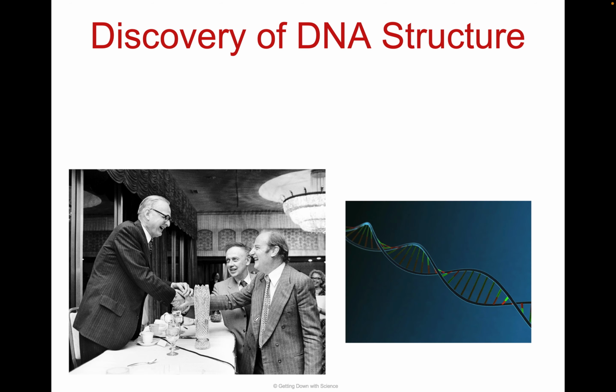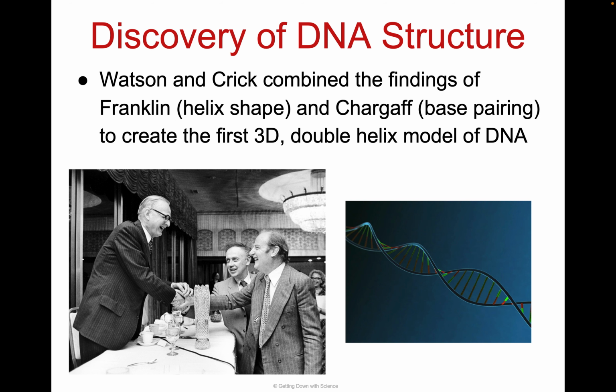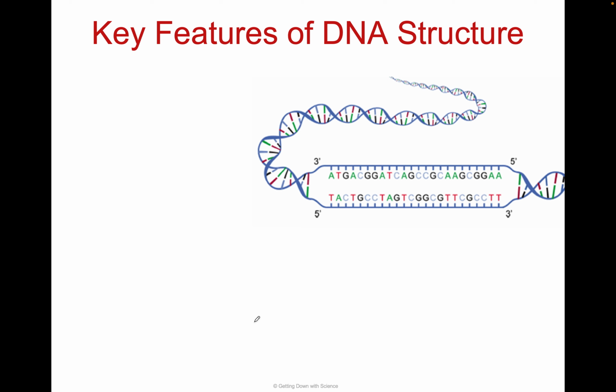Cool. So how did we discover the structure of DNA? Watson and Crick took the findings from Franklin. This is what drives me nuts about Watson and Crick. They took the information that Rosalind Franklin did to discover the 3D shape, and they took the work that Chargaff did for his base pairing, and they put it together and created the first 3D model. This is why it's important to put your name on your homework. Someone else will come along and take all the credit for it, and boom, now we have a double helix model of DNA. Okay, so it was really these 2 scientists working off of the work of these other 2 scientists, and that's how we discovered DNA structure.